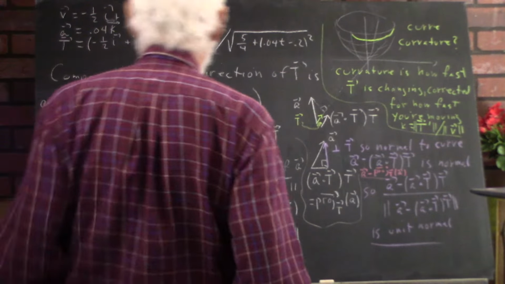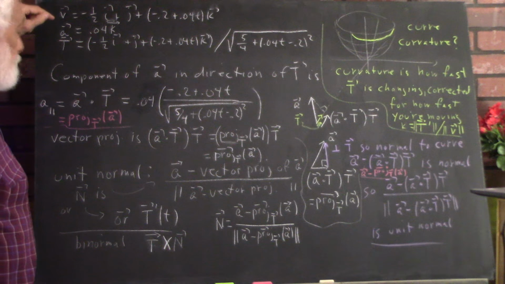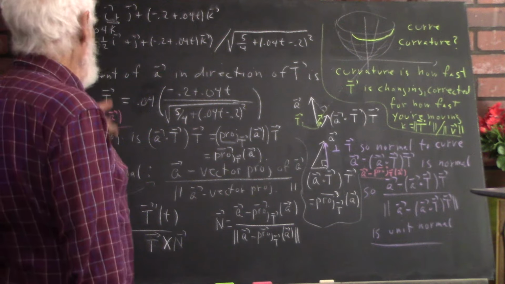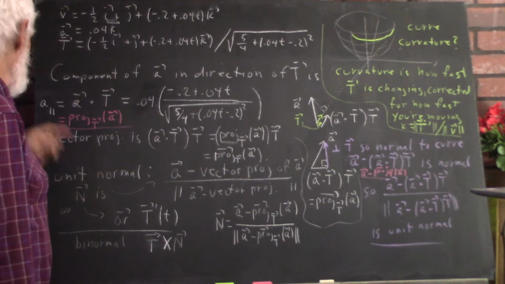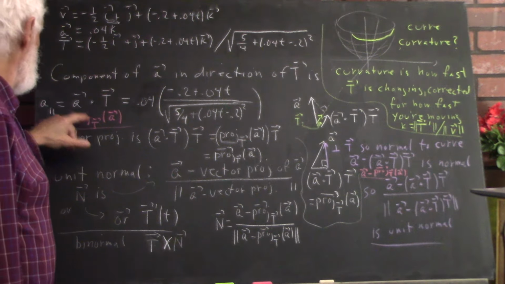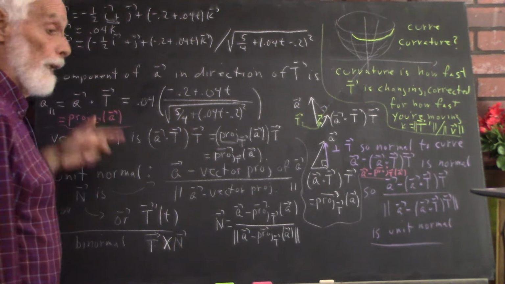A quick summary of all this stuff. Here's your V, here's your A, here's your T. The component of A in the direction of T is what you get when you project A onto T. Okay, this is a scalar projection. There it is, you just do A dot T.